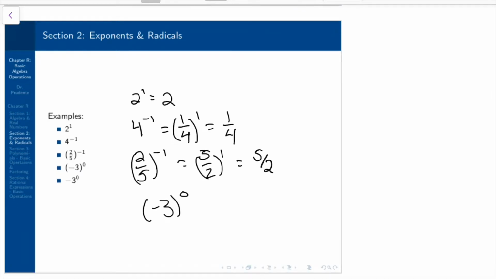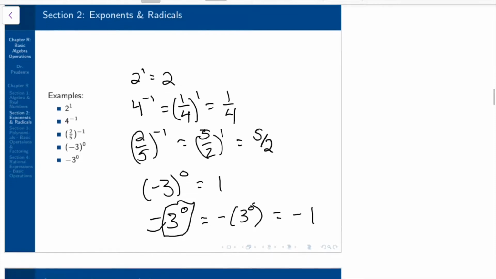If I look to evaluate (-3) to the 0th, I say, well, anything to the 0th is 1, and so we get that simplified. And we contrast that with the last example. Now the negative on the outside here means the only thing that gets raised to the 0th is that 3. So in fact, we can think of this as -(3 to the 0th). In essence, that's just -1.